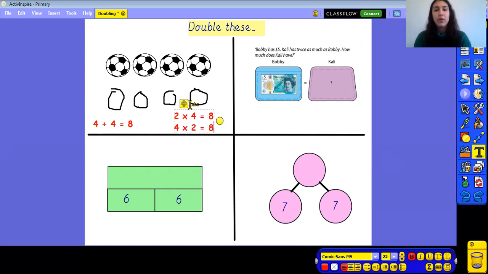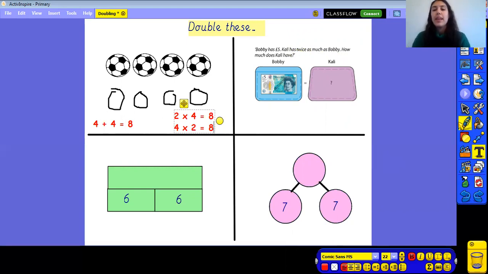Let's have a look over here then. Let's do this one. So Bobby has £5. This is Bobby's purse here. Carly has twice as much as Bobby. How much does Carly have?